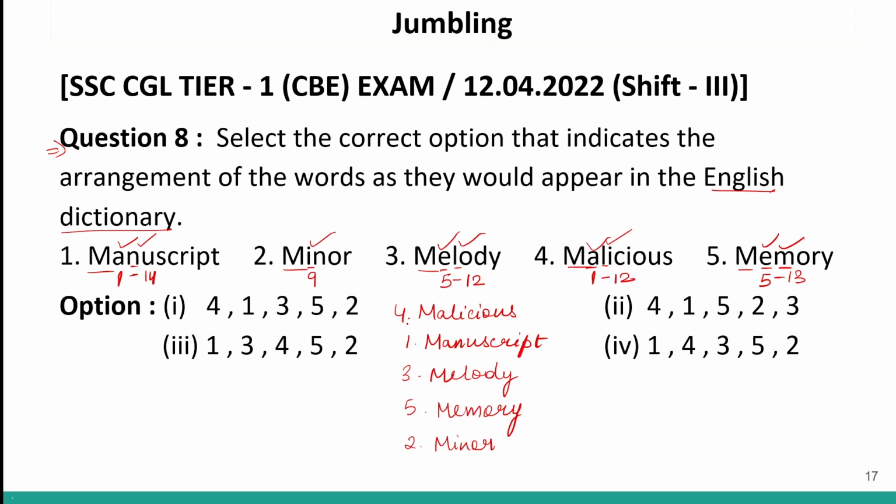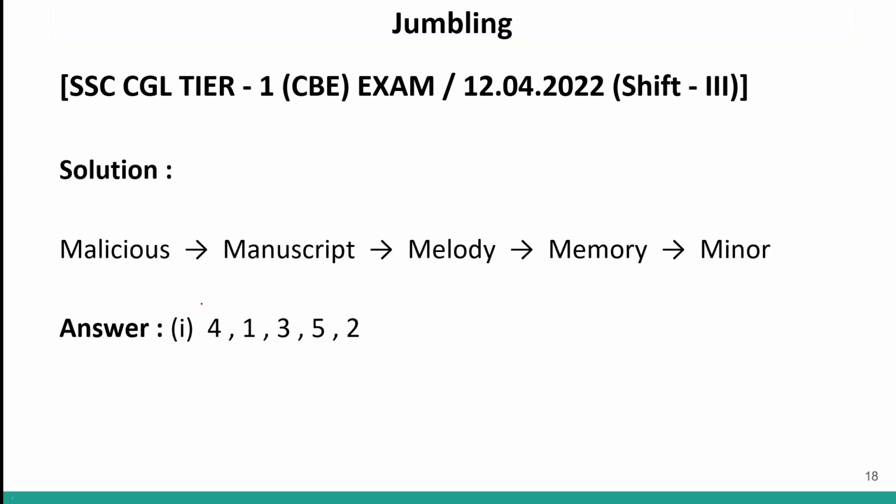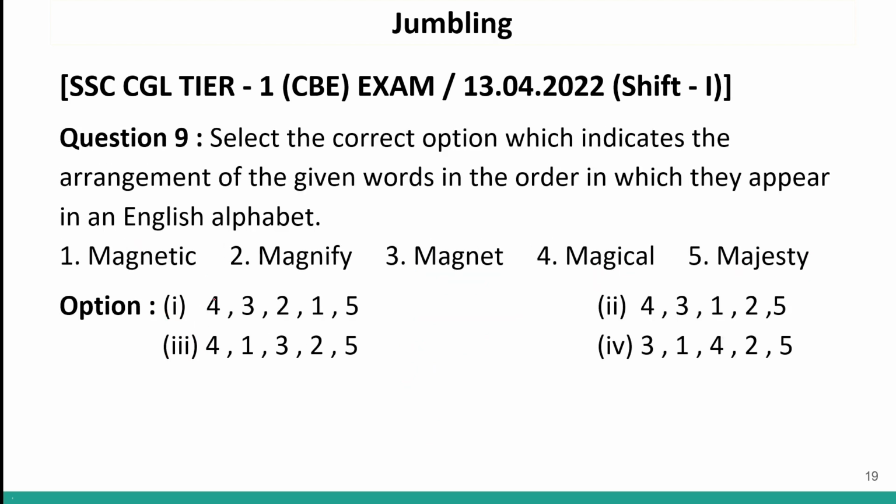So the correct sequence will be 4, 1, 3, 5, 2. 41352 is given in option number 1. So option number 1 will be your correct answer. Okay. Now, again, we have to arrange them in English alphabetical order. 5 words are given: magnetic, magnify, magnet, magical, and majesty. So here I can see that MA is common in each word. So we will move on to the next letter after A. So after A we have G.